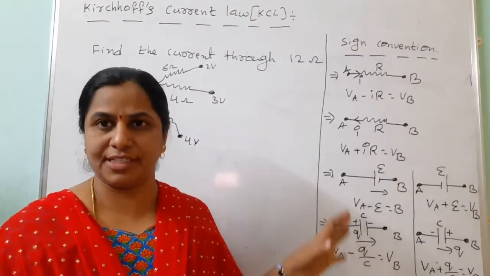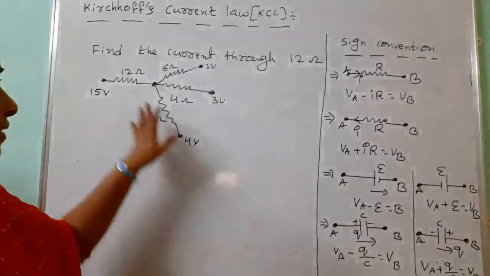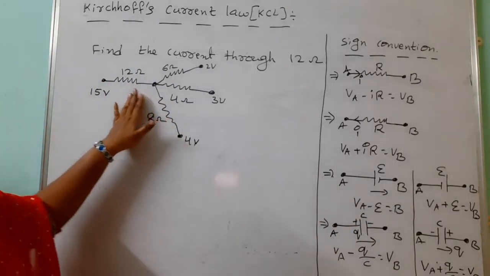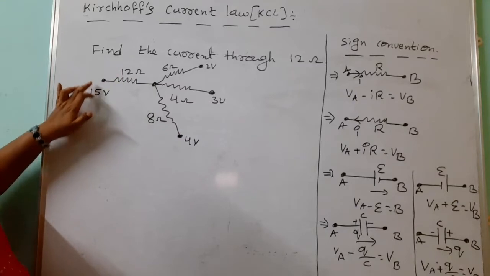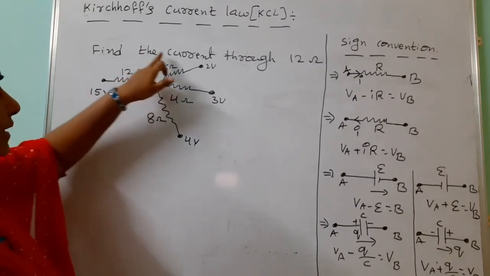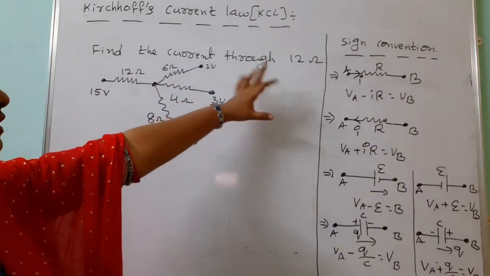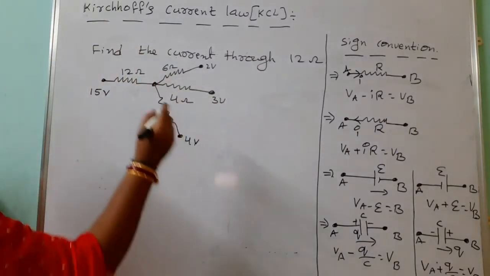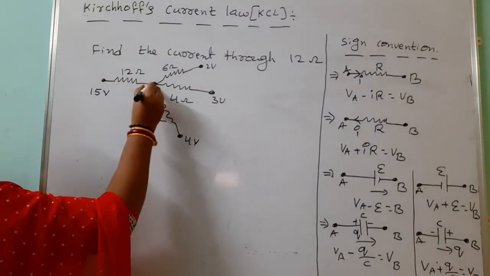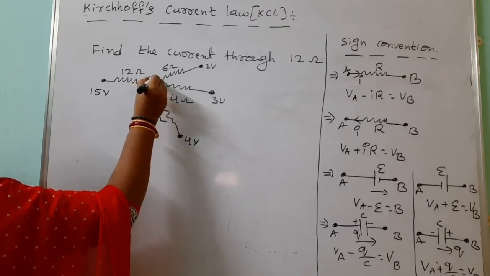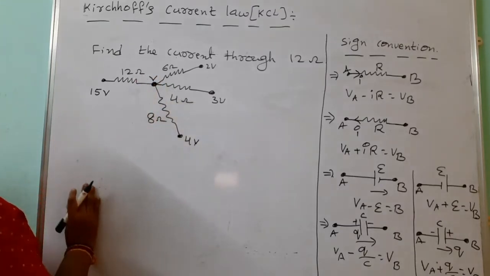Next problem, we can go through Kirchhoff's first law. Look here, they have given the junction like this. This is the 12 ohms. The potential is 15 volts. The question is to find the current through the 12 ohms. How to find this one? This is the junction. We don't know about this potential, so we should consider it as V.